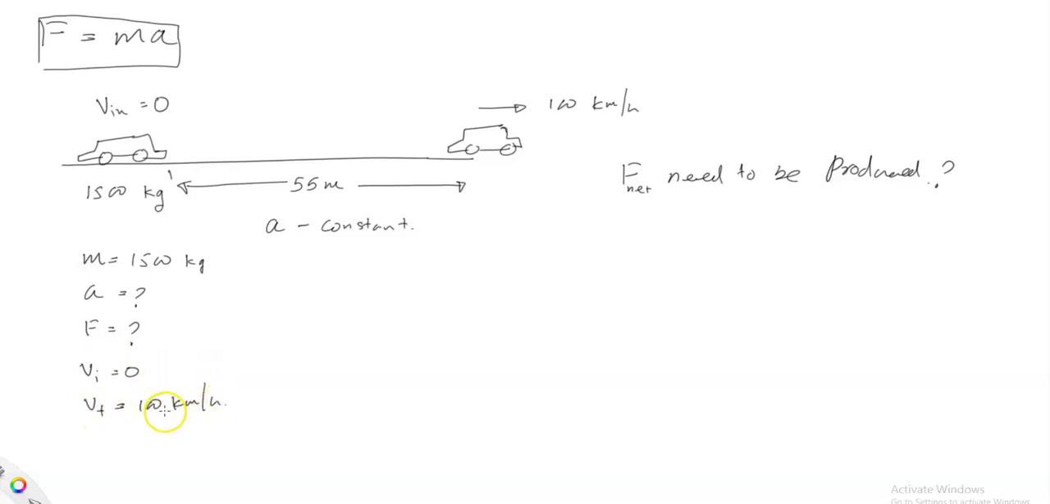Now here's the thing. This final velocity is given in kilometers per hour. This is not standard units. We need to convert this. The first thing we need to do is convert this into meters per second. Otherwise we can't use this number in our calculations. Also we have the distance traveled, 55 meters. Do we know the time? We don't. So we have some information in hand, and the question is asking what's the force, right? F net. Question is, what is F net?